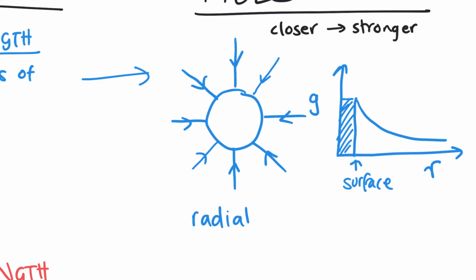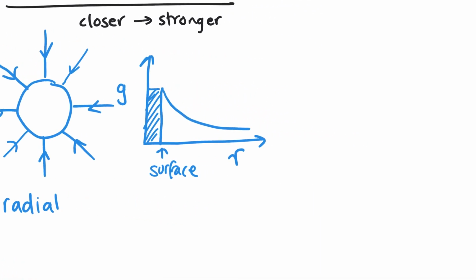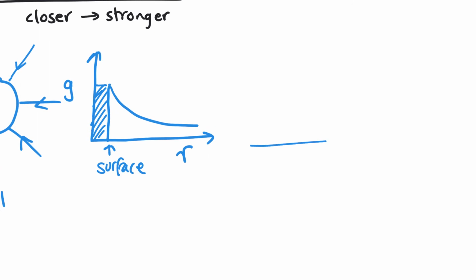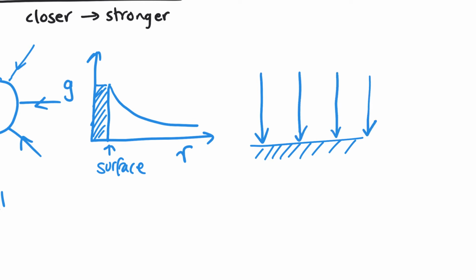Now, if we were to look at the gravitational field strength on the surface of a planet, we do say that it is approximately uniform, that it has the same value throughout. So if we were to draw field lines to show that, then those field lines would be equally spaced and they would be parallel to each other. So we would describe this field as uniform.